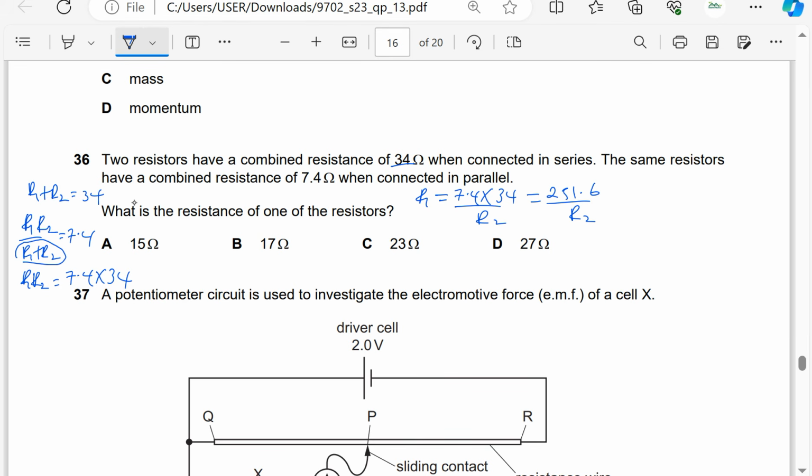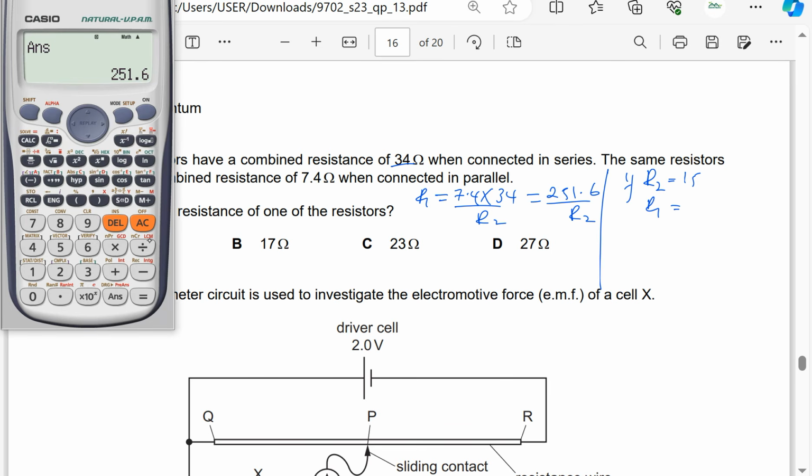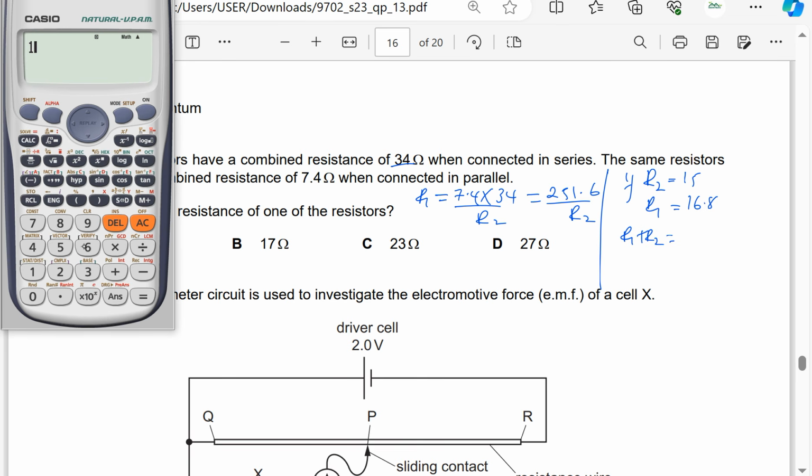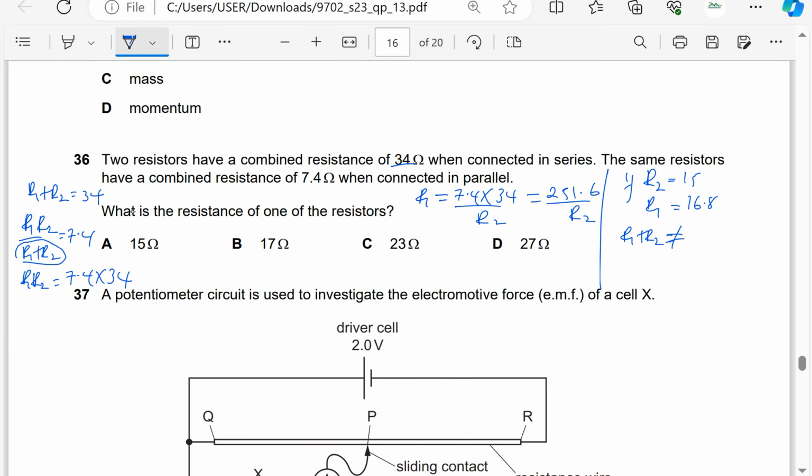So I'm going to use inspection. Suppose R2 is equal to 15, what is R1? So I will divide this by 15. R1 will be 16.8, and R1 plus R2 is 16.8 plus 15. So this is not equal to 34. So it means this is out.